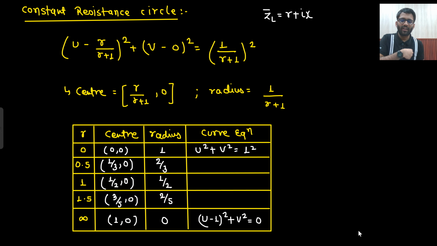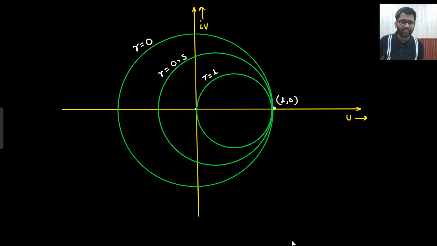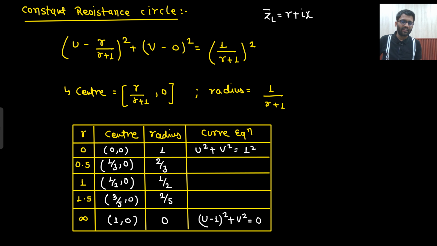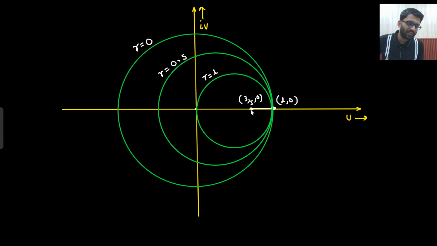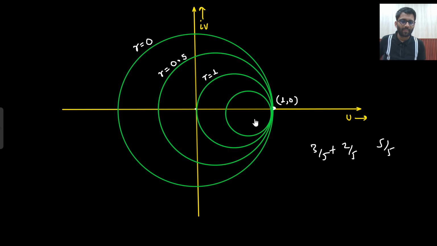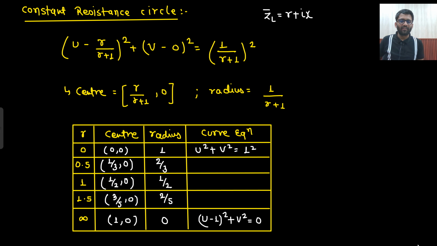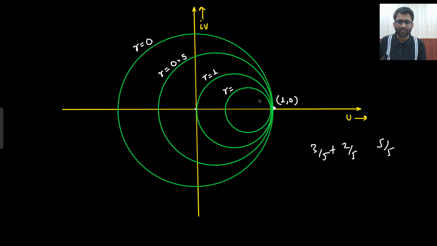Now you need to make the circle for r equal to 1.5. So for 1.5 the center is 3 by 5 comma 0. Let's just say this is your 3 by 5 comma 0. Now radius is 2 by 5. So 2 by 5 distance here, here, here and here. So 3 by 5 plus 2 by 5, what are you going to get? 5 by 5, that is 1 comma 0 only. So again you are going to pass through 1 comma 0 and the circle will be made something like this. So this was your r equal to 1.5.